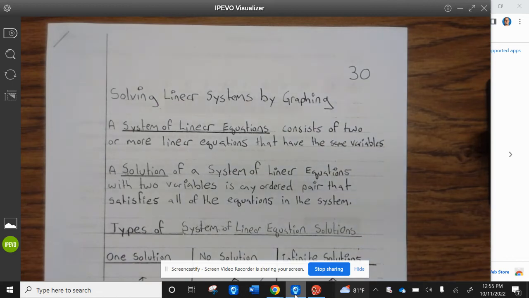Okay, Wildcats, everyone turn to page 30, solving linear systems by graphing. A system of linear equations consists of two or more linear equations that have the same variables. A solution of a system of linear equations with two variables is any ordered pair that satisfies all of the equations in the system.